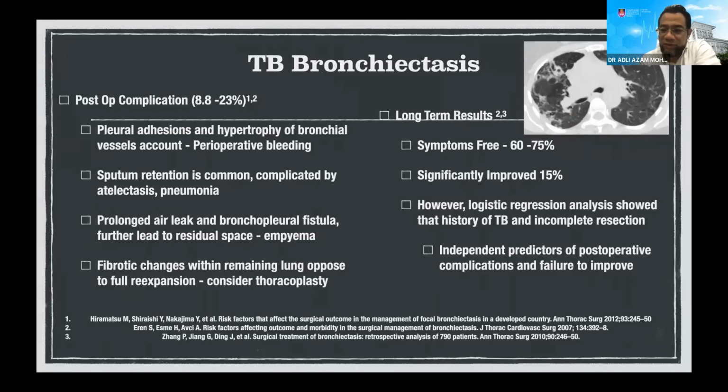However, logistic regression analysis shows that a history of TB and incomplete resection are the independent predictors of postoperative complication and failure to improve. So I think, by all this, what we have in the literature, it is important for us to select the patient properly so they will get the best surgical treatment if needed.